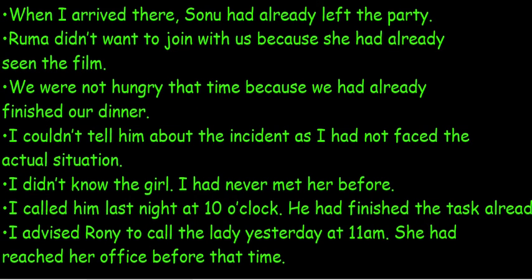Follow the below examples. When I arrived there, Sonu had already left the party. That is, before my arrival, Sonu left the party. Ruma didn't want to join with us because she had already seen the film. We were not hungry that time because we had already finished our dinner. I couldn't tell him about the incident as I had not faced the actual situation.